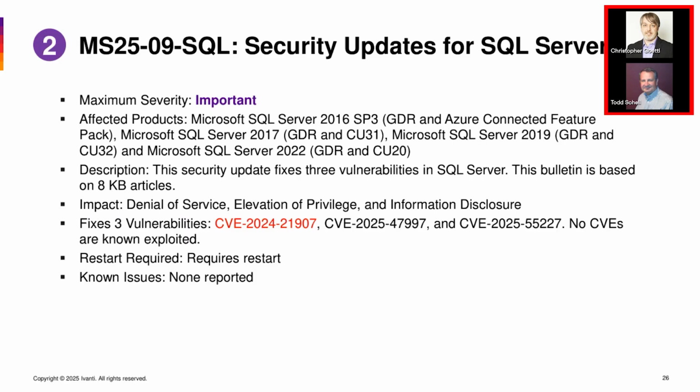Chris did mention the publicly disclosed vulnerability related to SQL Server. It is a 2024 vulnerability. That is correct. It is 2024-21907. Must have been one, obviously, that was not addressed last year, but they brought it up now. I've quoted the different versions. There's the GDR as well as the CU updates, depending upon what patching model you're using for SQL Server.